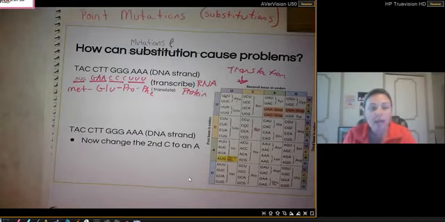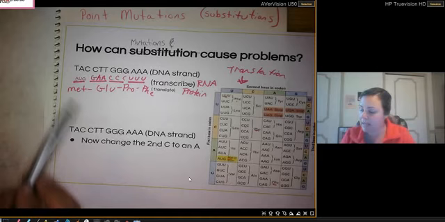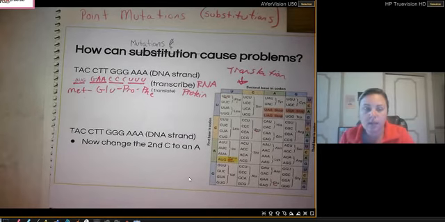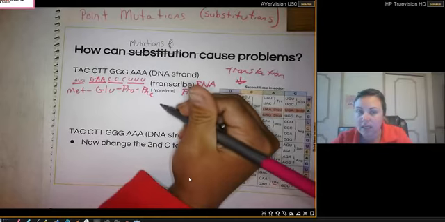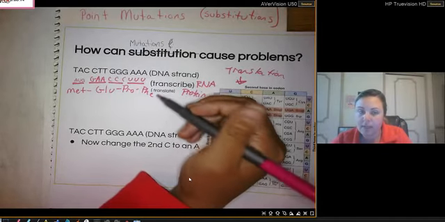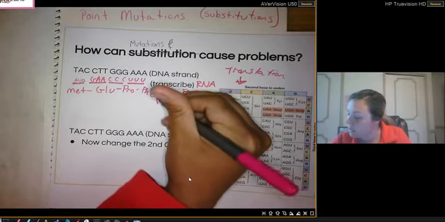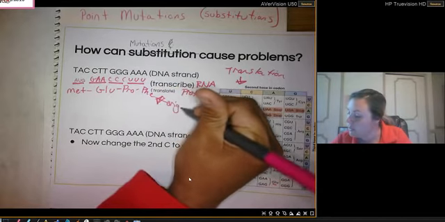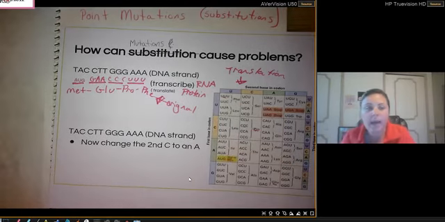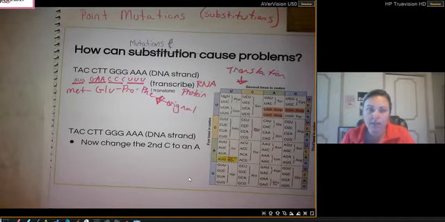Okay, I have 4 codons there, so I should have 4 amino acids, and I do. Okay, so that's my amino acid. So if we consider this to be the original, what would happen if we were to mutate that DNA strand? And there are a couple different things that can occur.